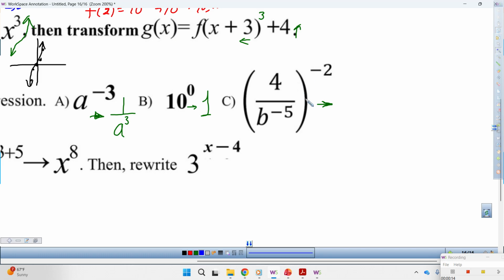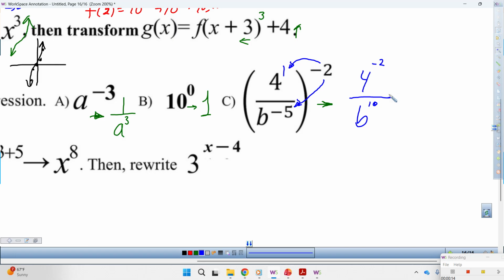German, what'd you get? All right. What is the exponent on 4, everyone? 1. So you distribute the negative 2 to the exponent of 1 and to the exponent of negative 5. So this becomes 4 to the negative 2 over b to the what? Negative 2 times negative 5 is 10.